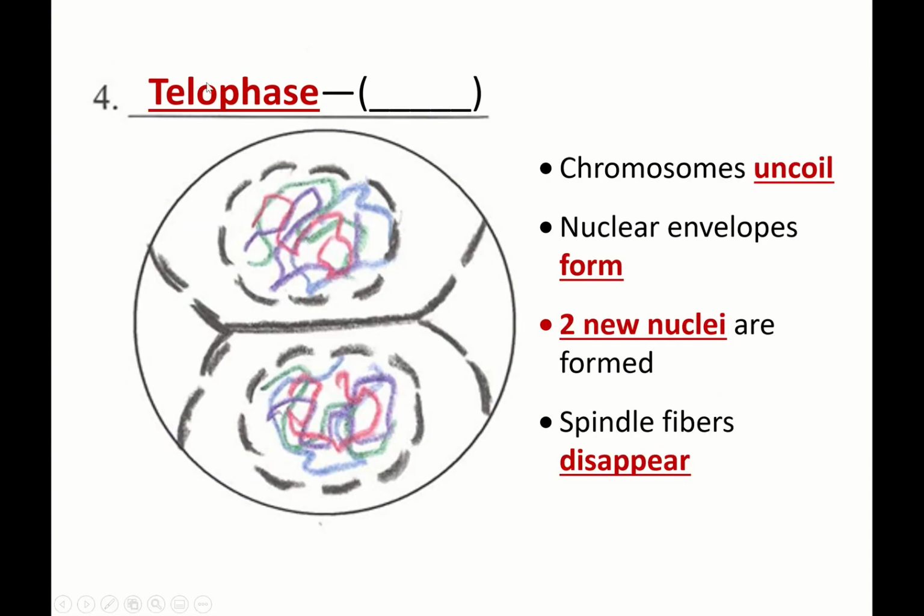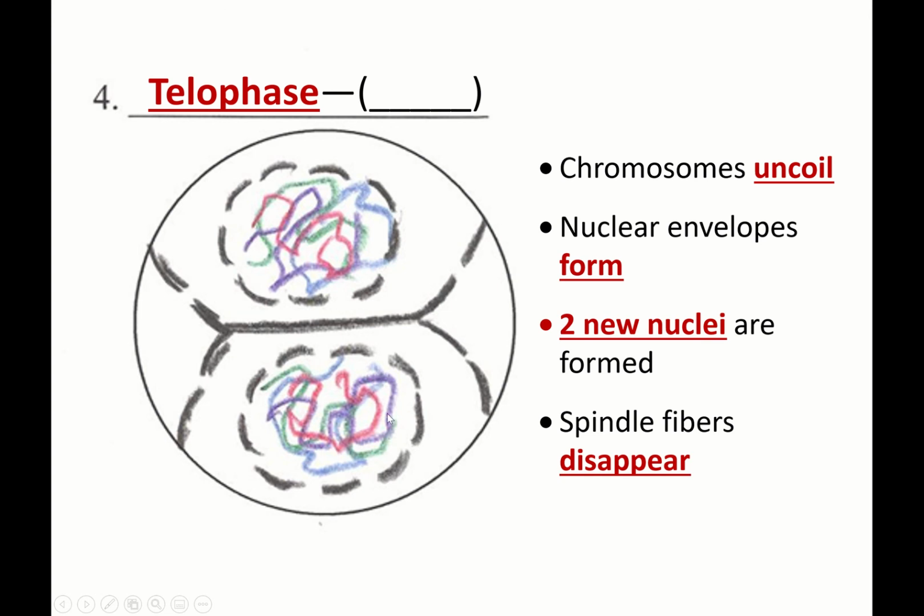The last one is telophase. With telophase, I think of 2 because we have 2 nuclei and we're about to have 2 cells. So the chromosomes uncoil. We are back with chromatin now. The nuclear envelope forms. It comes back, so we're getting a nucleus again. And the spindle fibers have disappeared.